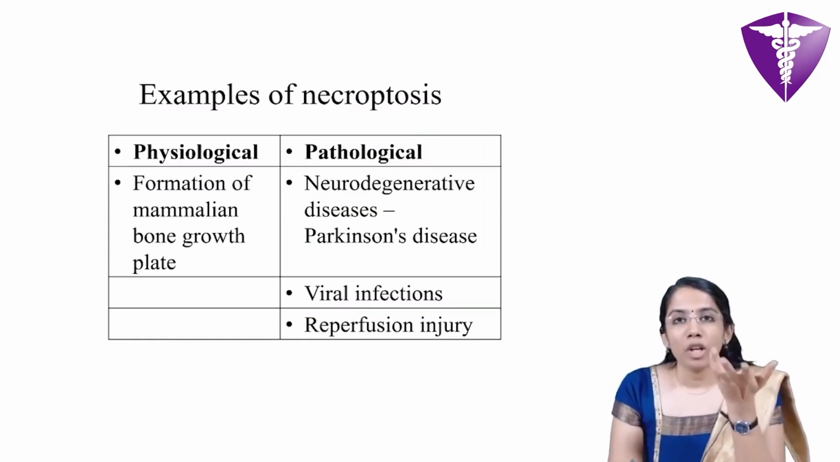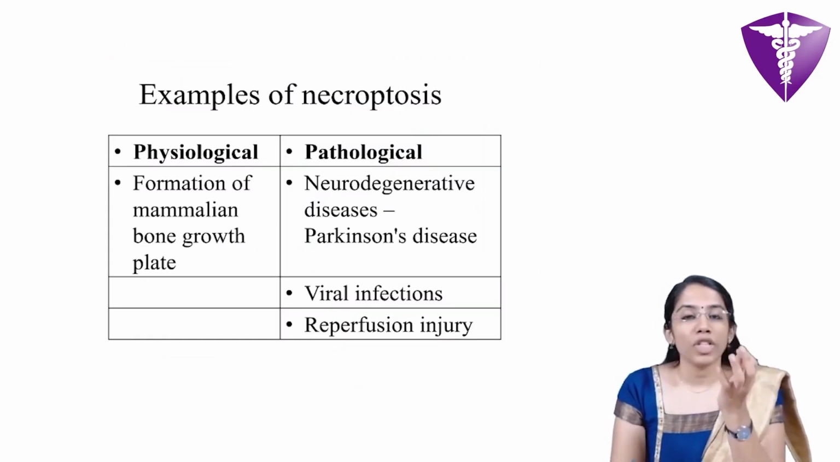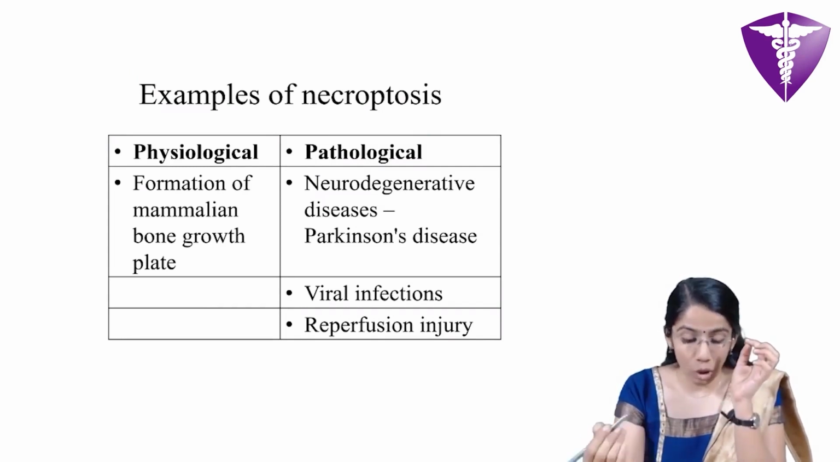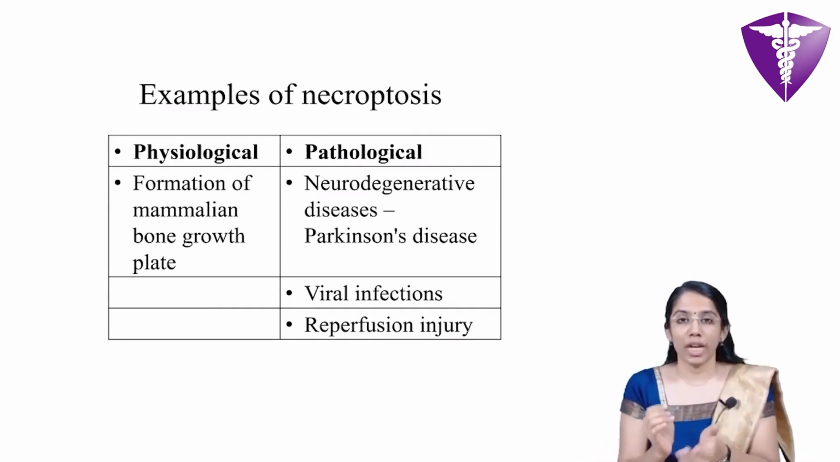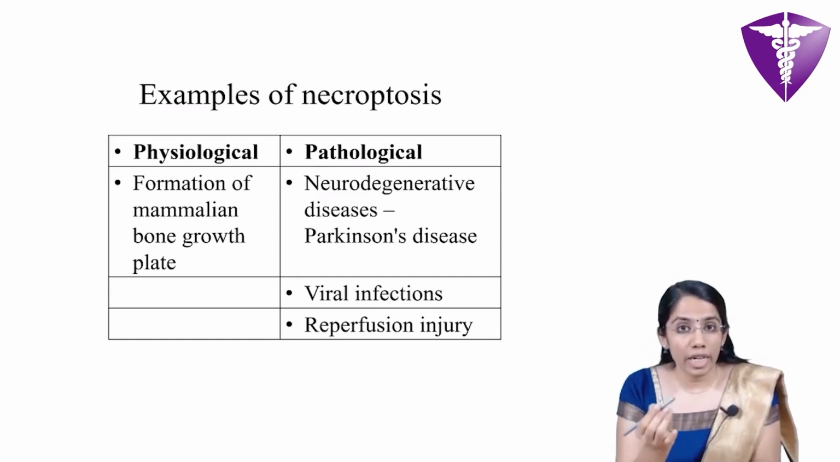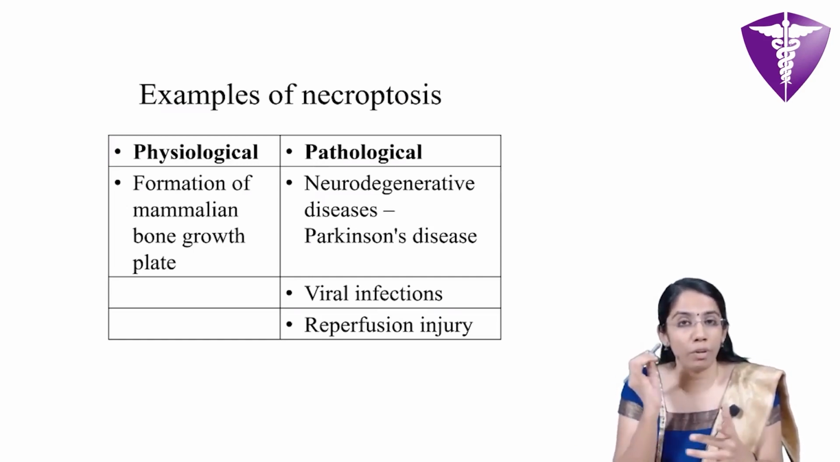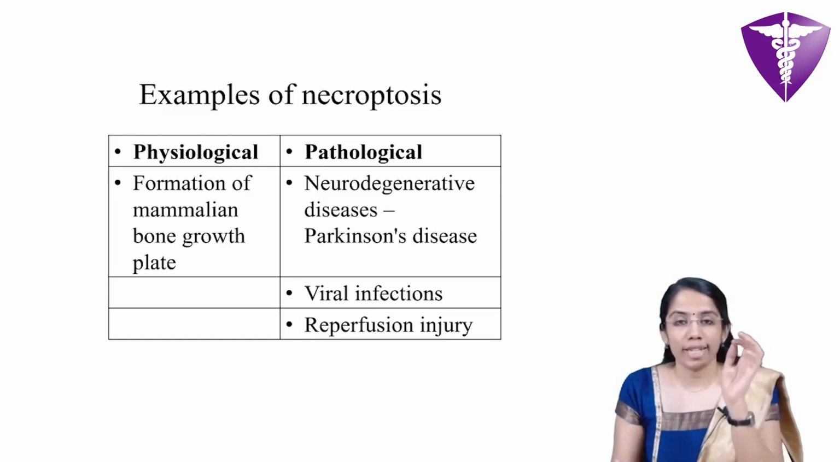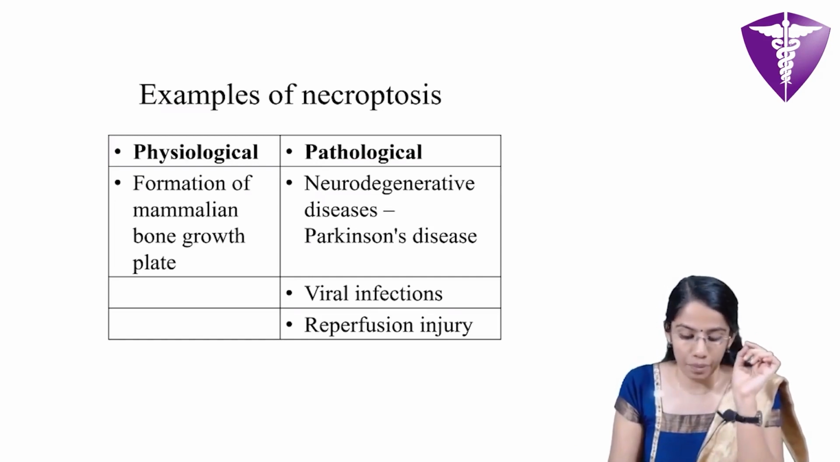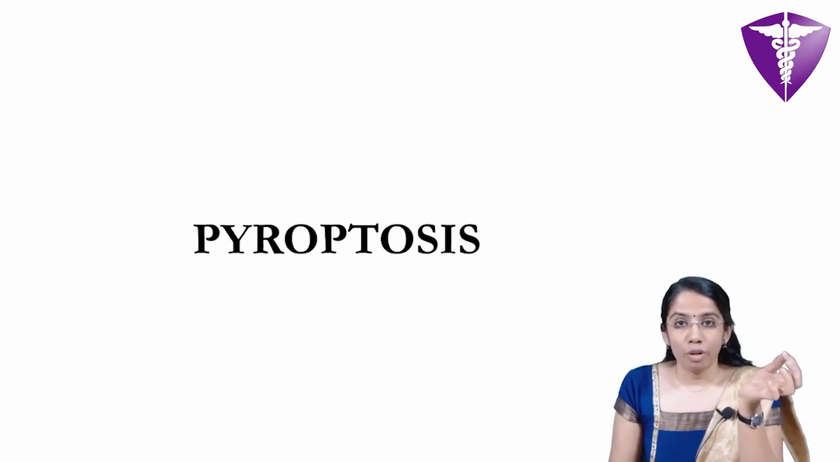So necroptosis can commonly occur physiologically in the formation of the mammalian bone growth plate. Pathological conditions in which necroptosis can occur include neurodegenerative diseases, Parkinson's disease, viral infections, and reperfusion injury. So that was necroptosis.